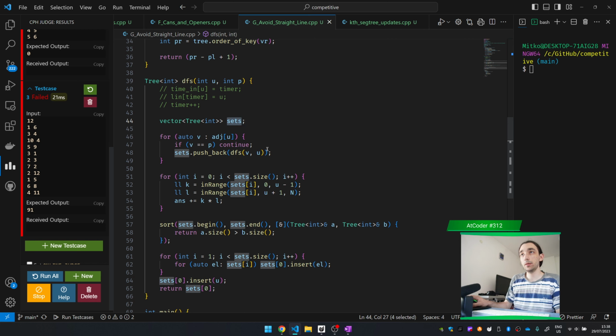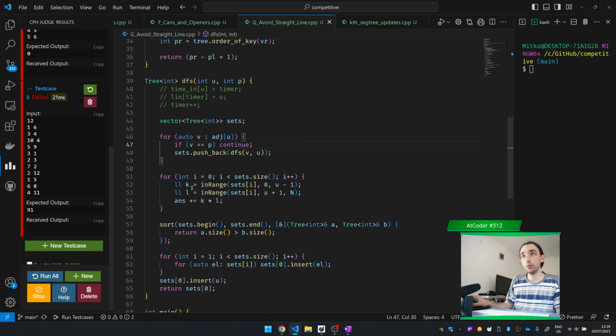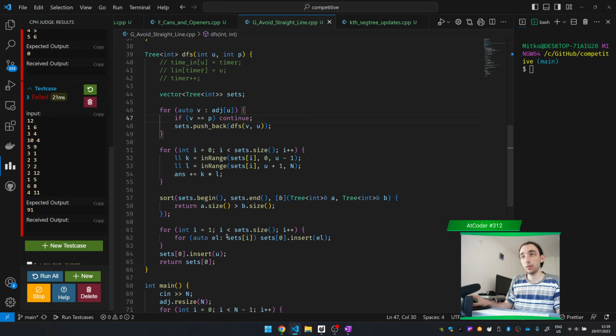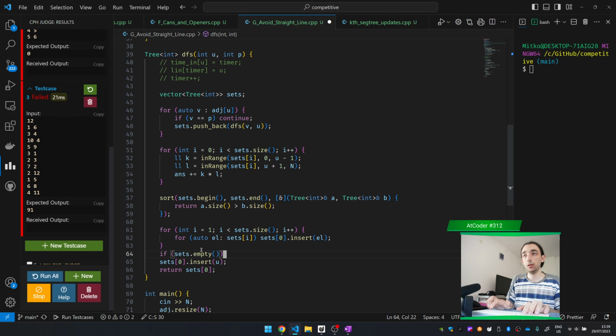Sets at I, sets pushback DVU. That's correct. Resize UV 0, sets at I, answer this. Sets at size, set 0, insert element 0, insert U. If sets is empty, set pushback just an empty tree. Okay, I don't have time to fix this.